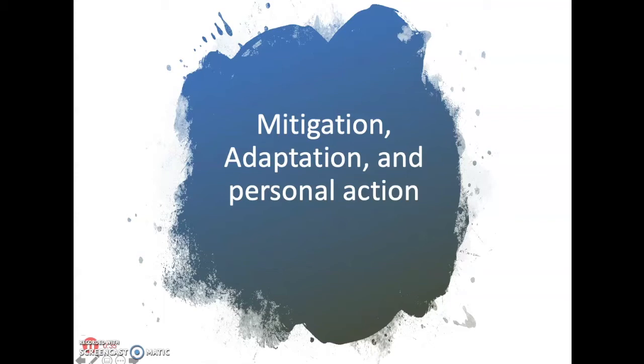Technologies are advancing at such a rapid rate, and adaptation strategies are changing all the time as well. So for that reason, I'm going to get you to investigate something that's of interest to you, and then come back later and check what you've come up with.